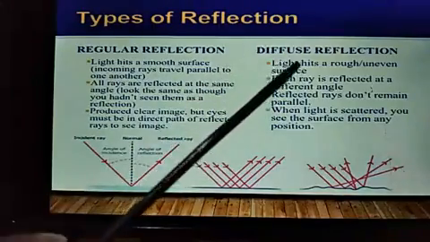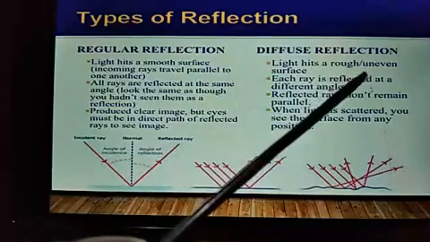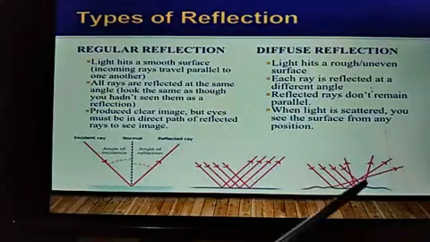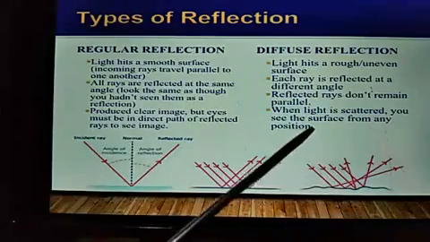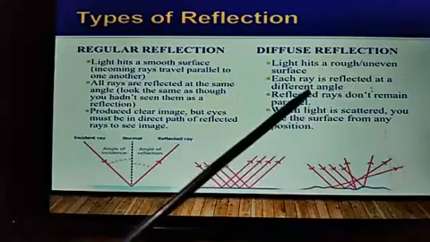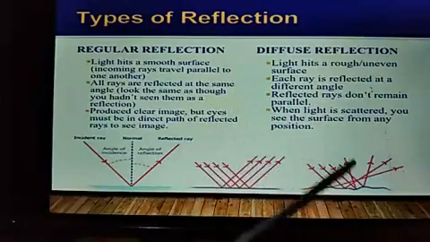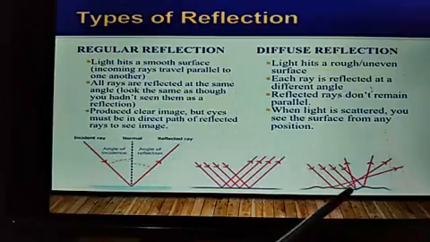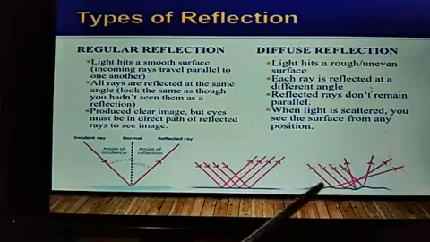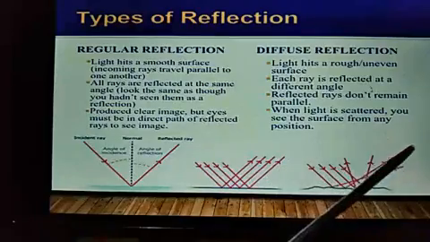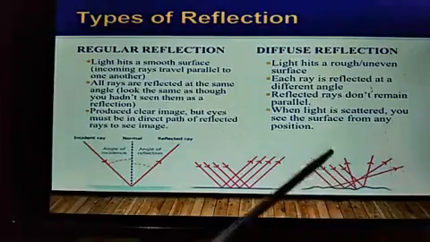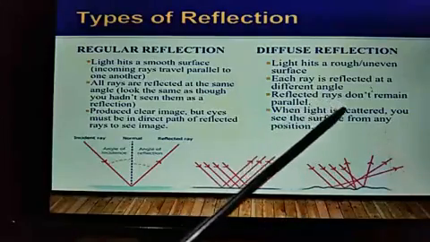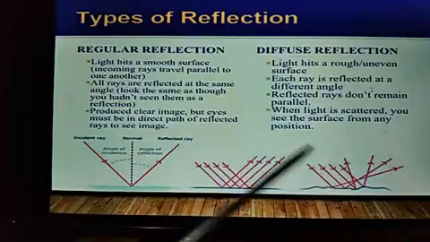Next, diffuse reflection. Light hits a rough surface. Here we can see a rough surface, like that of a table. So each ray is reflected at a different angle. Light strikes the rough surface and all the rays of light are reflected through different angles. You can see the different angles here. The reflected rays don't remain parallel.